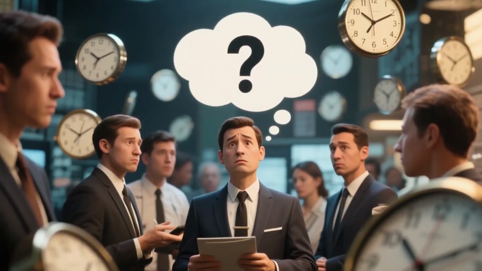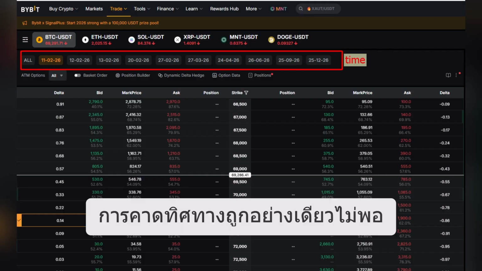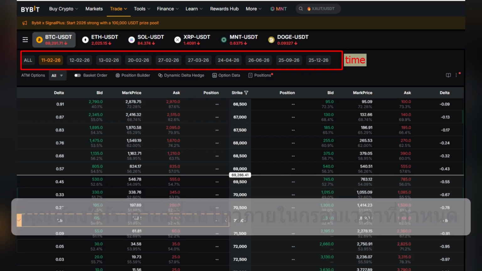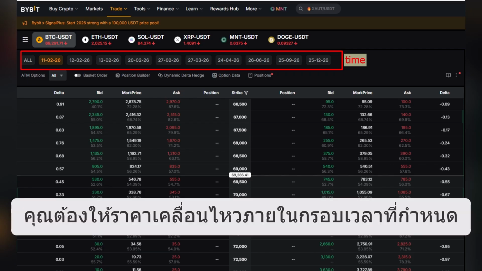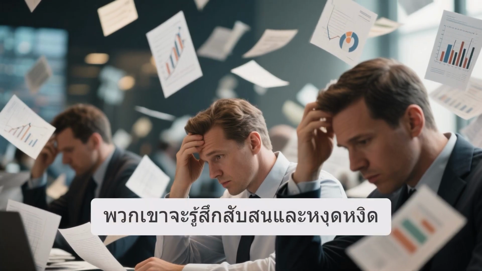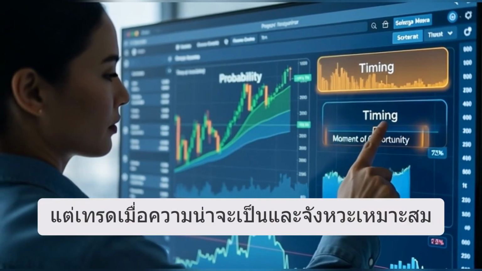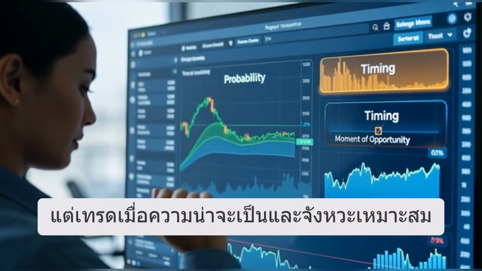Why traders fail with options? Most traders lose with options because they don't understand time and expectations. Being right on direction is not enough. You need the move to happen within a certain time frame. When traders rush into options without understanding this, they feel confused and frustrated. The goal is not to trade often, but to trade when probability and timing make sense.